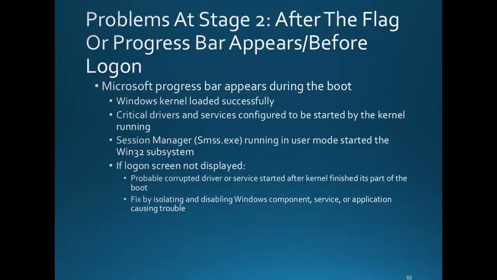Alright, now let's take a look at problems at stage 2. This is after that flag or progress bar appears and before you actually log in with your credentials. Now if you see the flag and everything, you know that the Windows kernel has loaded successfully and critical drivers and services configured to be started by the kernel are running as needed. You also know that your session manager is running in user mode and started the Win32 subsystem necessary to provide graphics for the flag or progress bar.